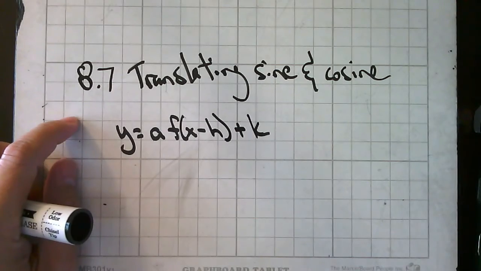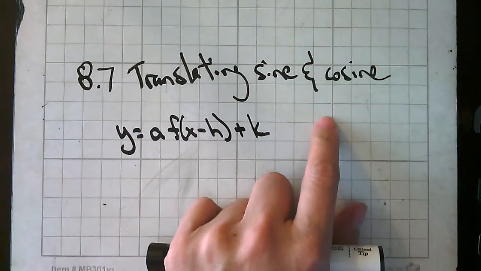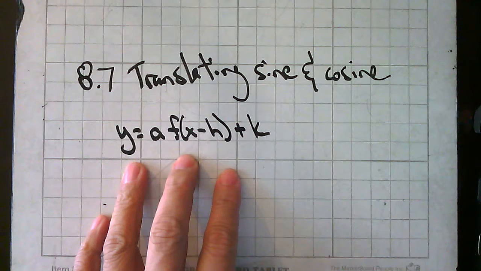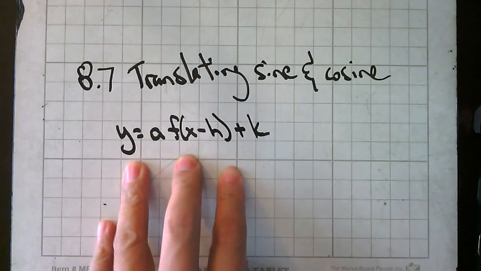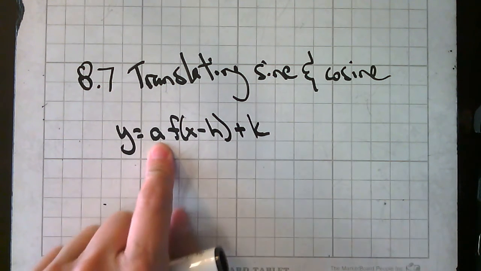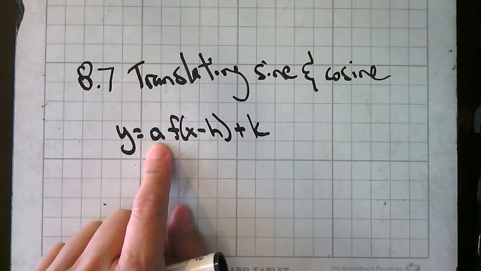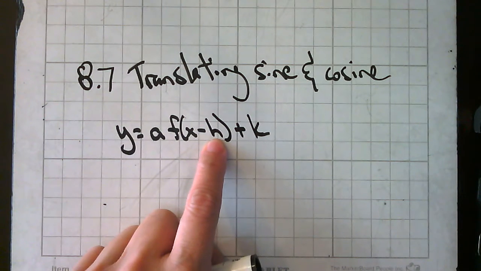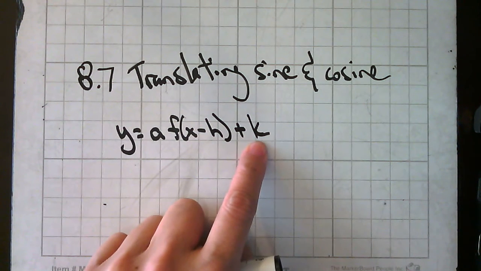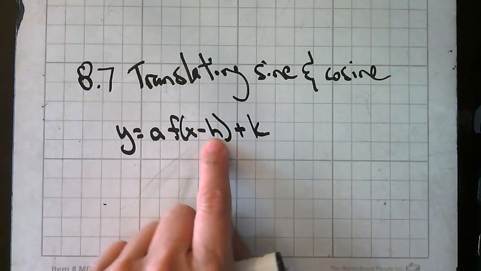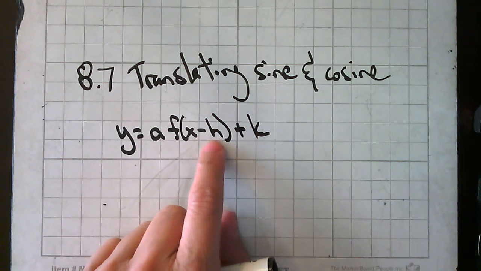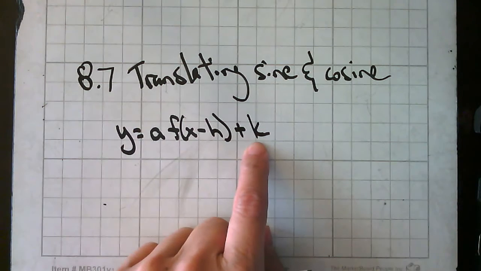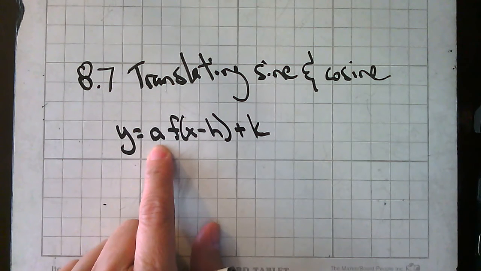Okay, in this section, we're going to be translating sine and cosine functions. So it's going to be in this general format. We've done something like this in the past. So in this case, the A is going to be a vertical stretch. The H is going to shift left and right. And the K is going to shift up and down. Okay, so this H is called a phase shift, right? We just say up and down, and this is our vertical stretch.